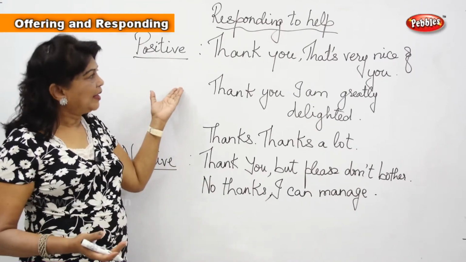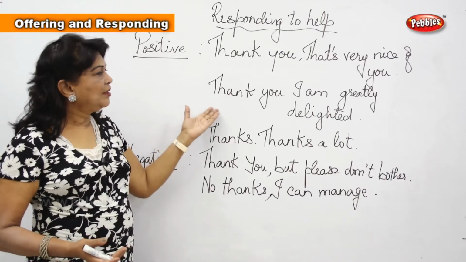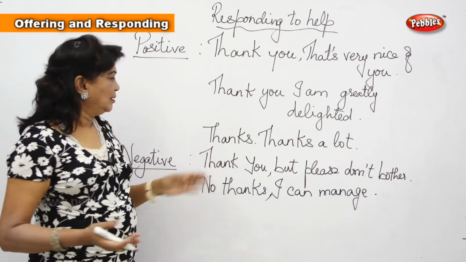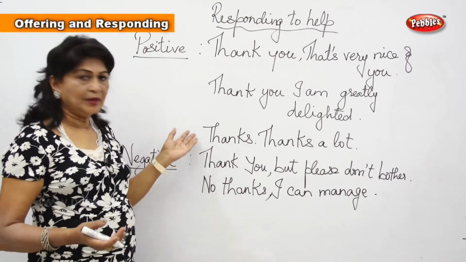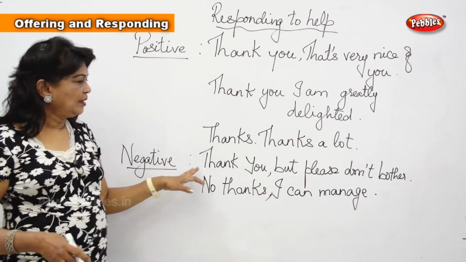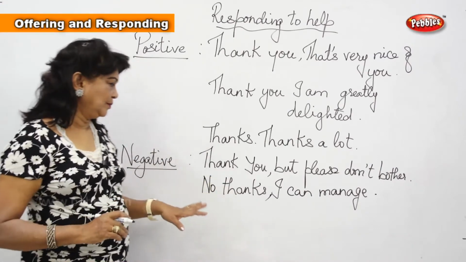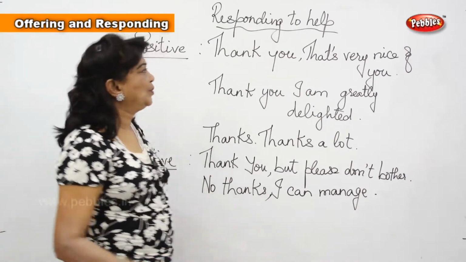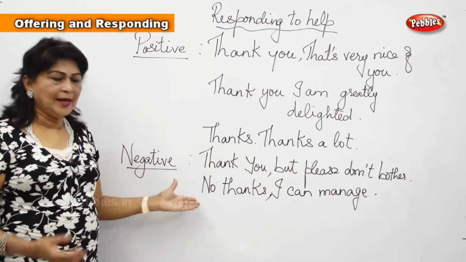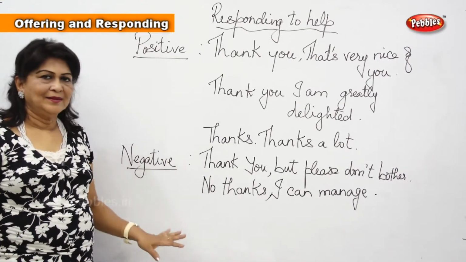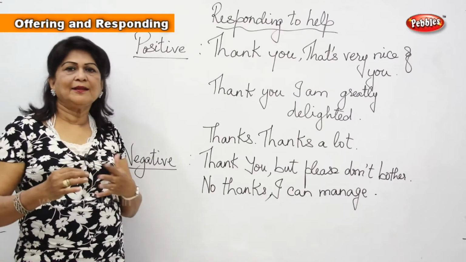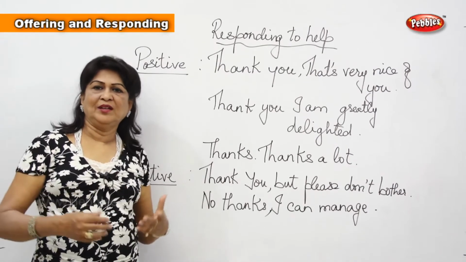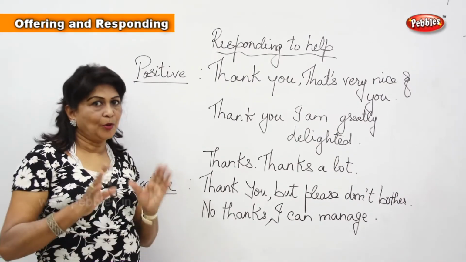Thank you, that's very nice of you. Thank you, I am greatly delighted, or thank you, I am just delighted. Thanks, or thanks a lot in a very informal way. A negative way: thank you, but please don't bother, or no thanks, I can manage. These are the ways in which you answer positively and negatively. Is that clear? Small things like this, if you learn, you will really be able to speak fluently and write fluently the proper way.